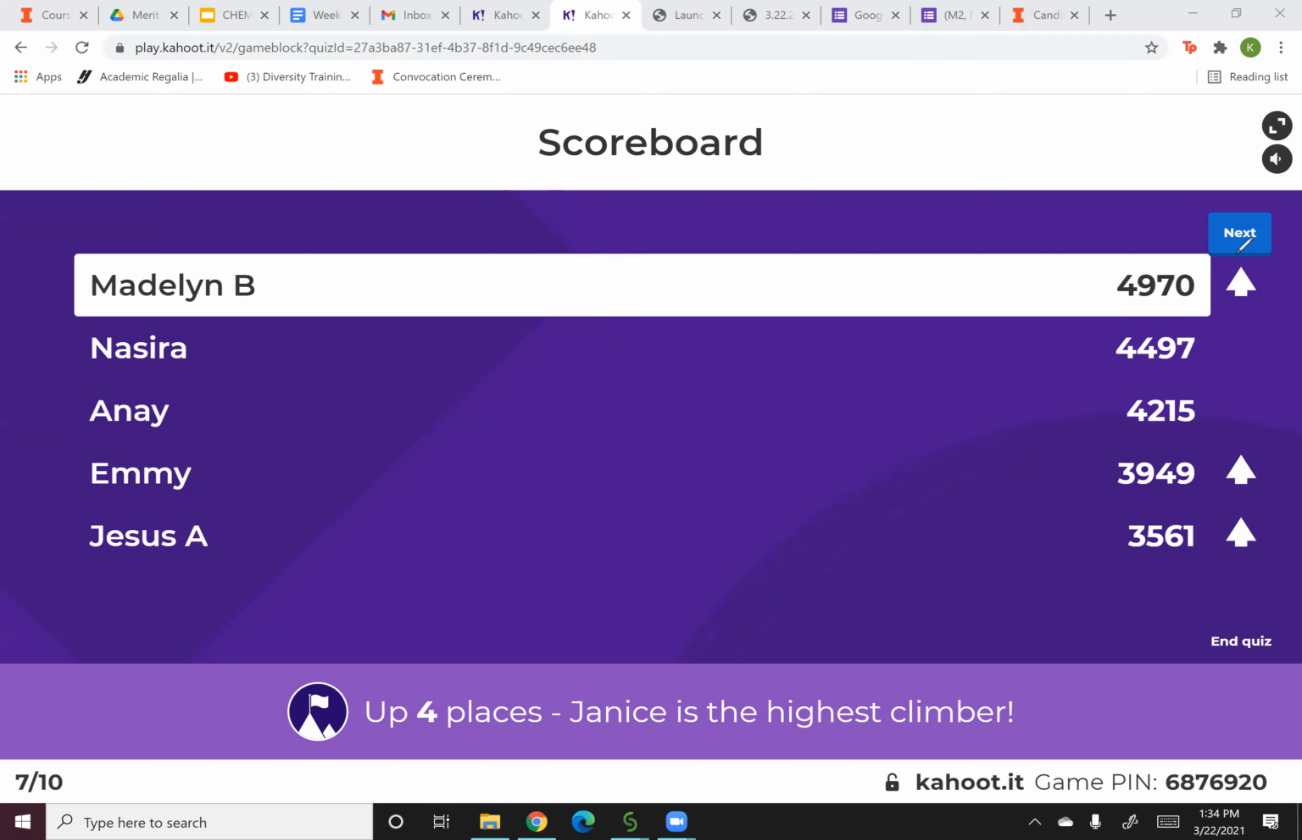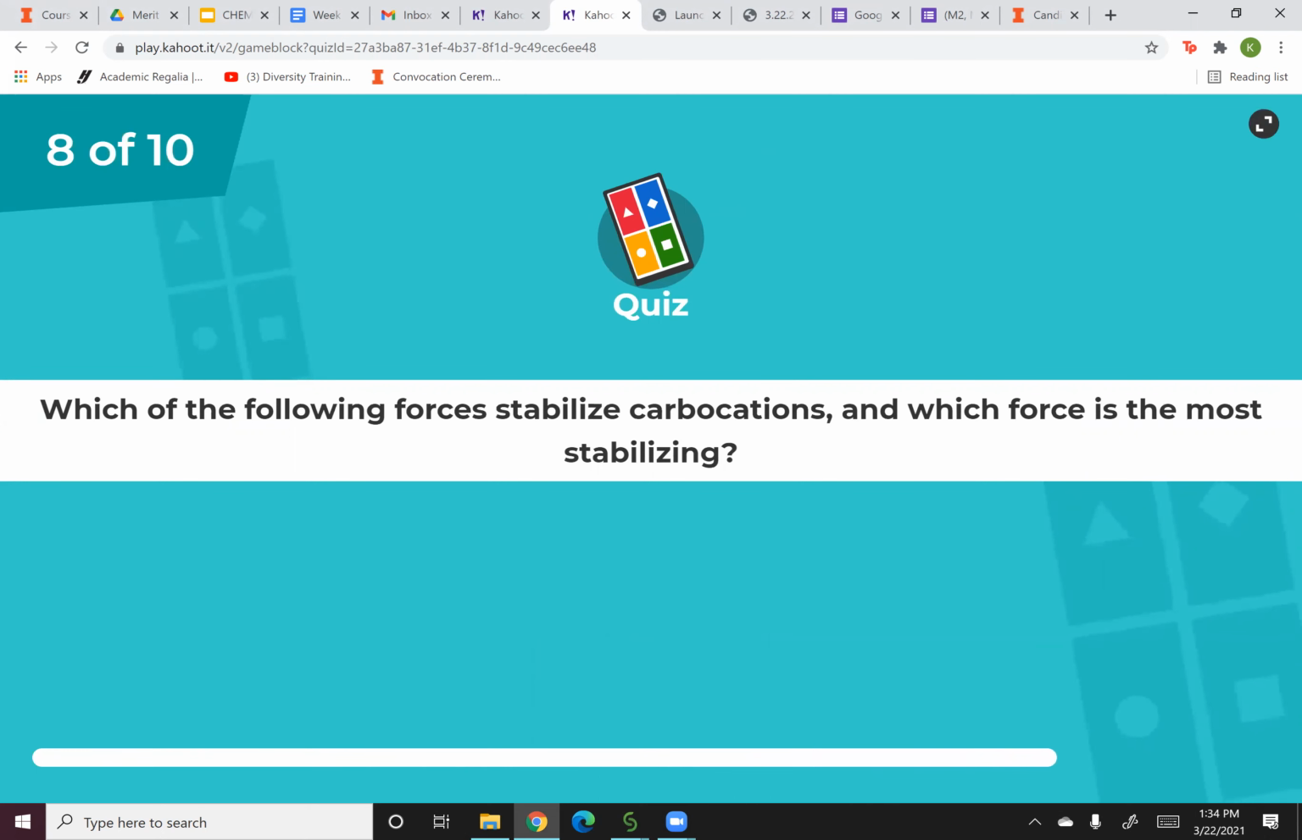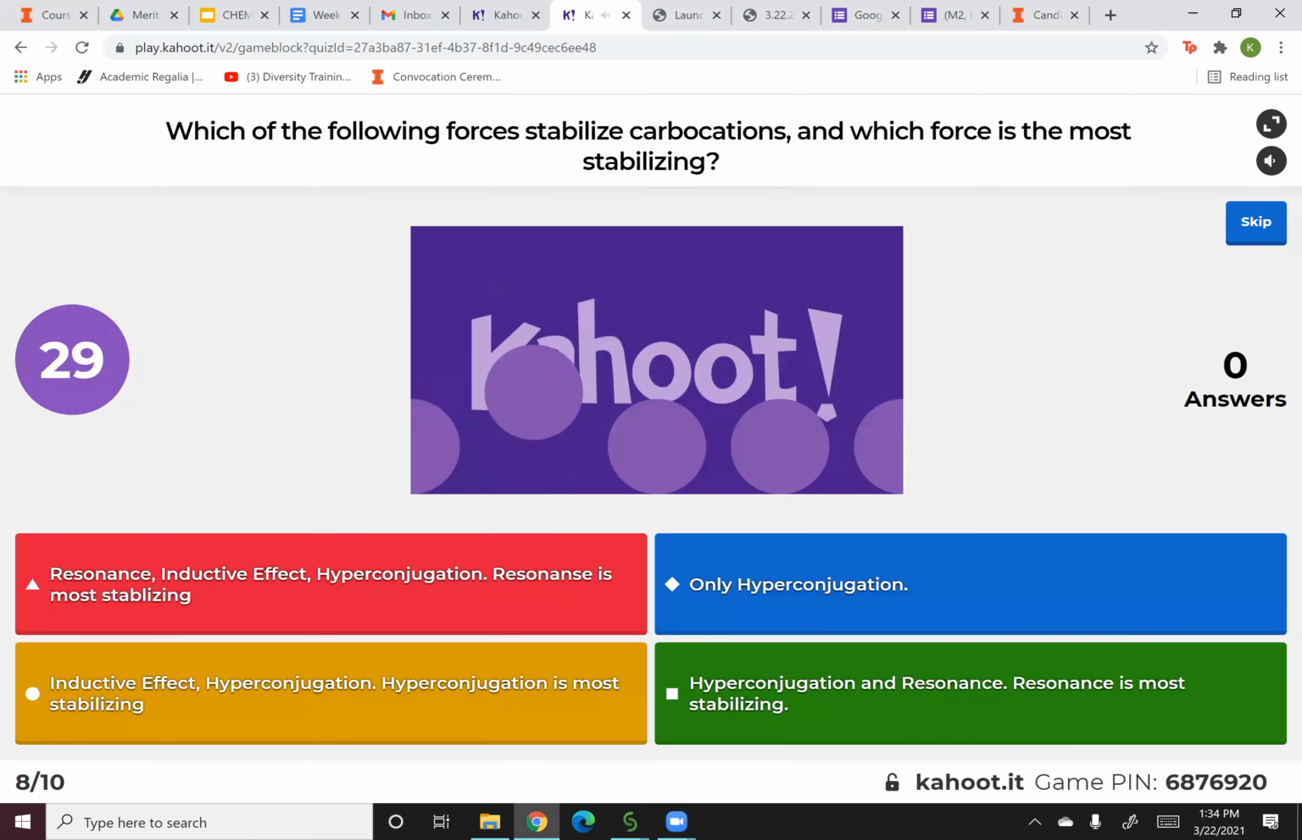Okay. So, question 8. Which of the following forces stabilize carbocations and which is the most stabilizing?